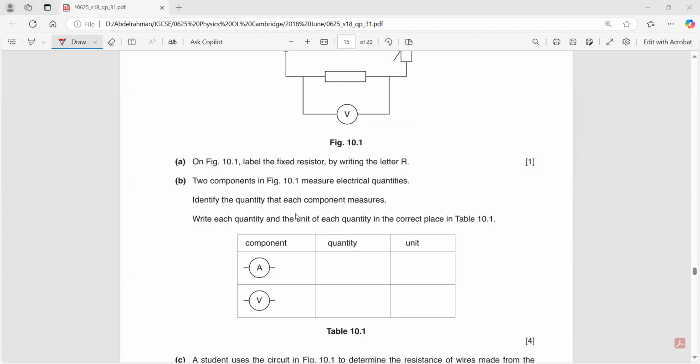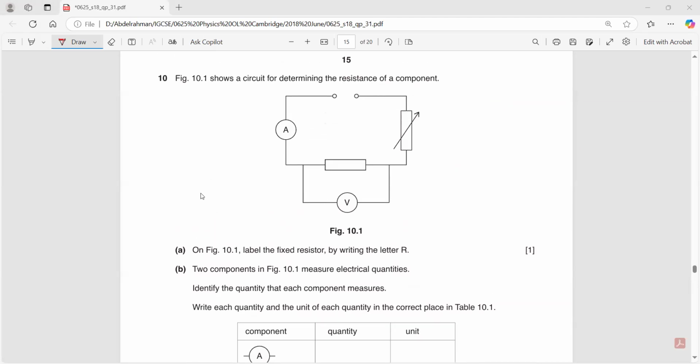Label the fixed resistor by writing R. Where is the fixed resistor? This is quite easy. The fixed resistor is the one above the voltmeter. Right? The one above the voltmeter.